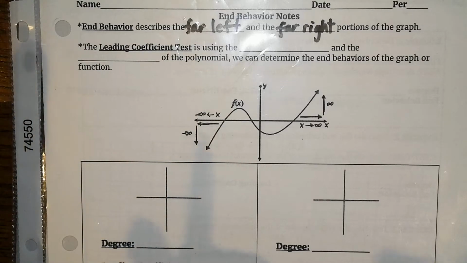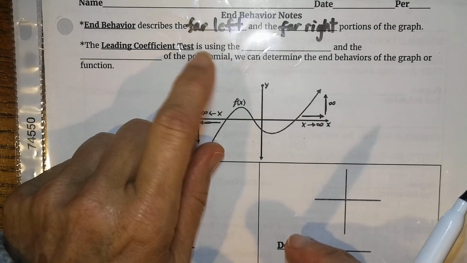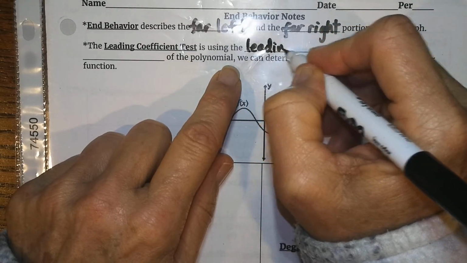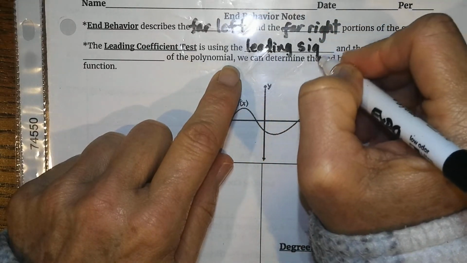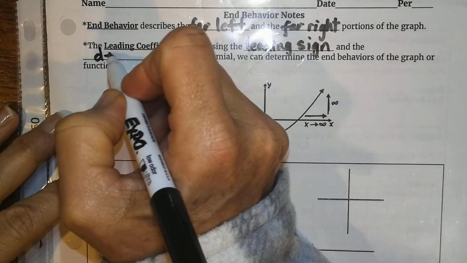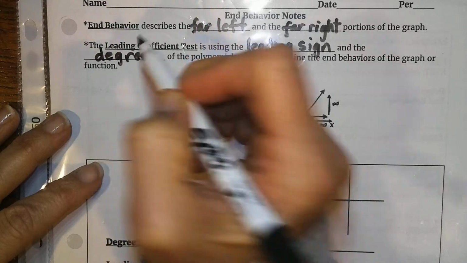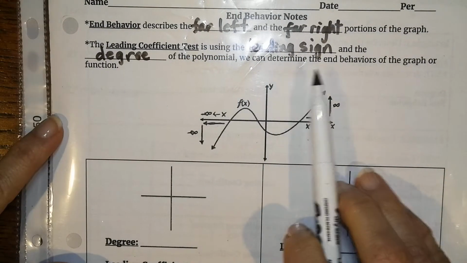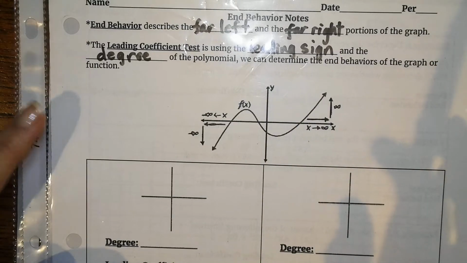We're going to use something called the leading coefficient test, and it's using the leading sign and the degree of the polynomial. We can determine the end behaviors.